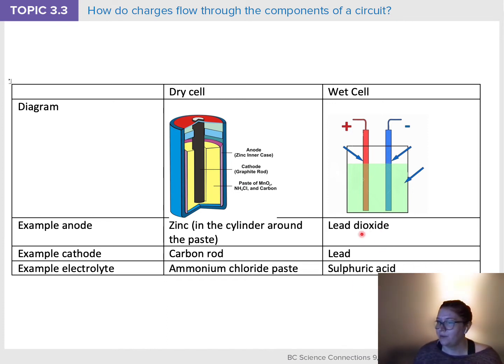You have the anode, the negative one, is lead dioxide, so it's lead in a compound with oxygen, and then you have lead as the cathode, and it is in a solution of sulfuric acid. So car batteries can be quite dangerous to try to get rid of, because sulfuric acid and lead are both harmful materials for the environment and for you if you spill it.